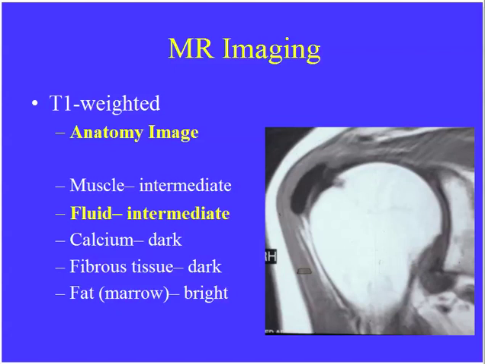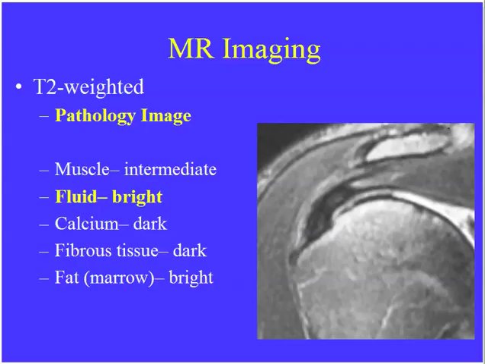Now, when we're looking at an MR image trying to determine if this is a T1 or T2 weighted image, the muscle is going to be intermediate. Fluid is also going to be intermediate, so if you see fluid within muscle, you won't be able to distinguish the two. Calcium will be dark, as we see here in this calcific tendinitis. The cortex is dark. The fibrous tissue, such as the labrum and rotator cuff, is going to be dark, and then the fat is bright. So our subcutaneous fat and the marrow fat is going to be bright.